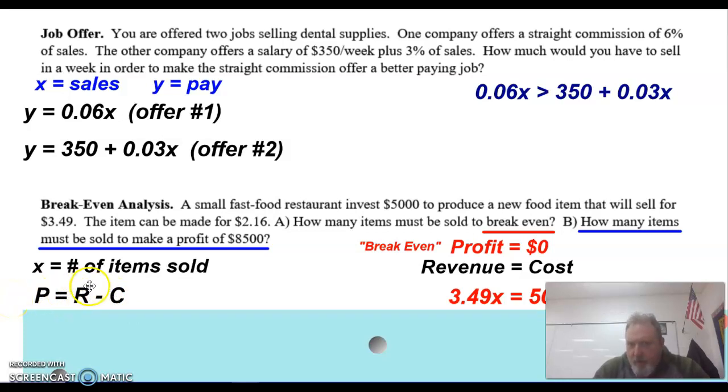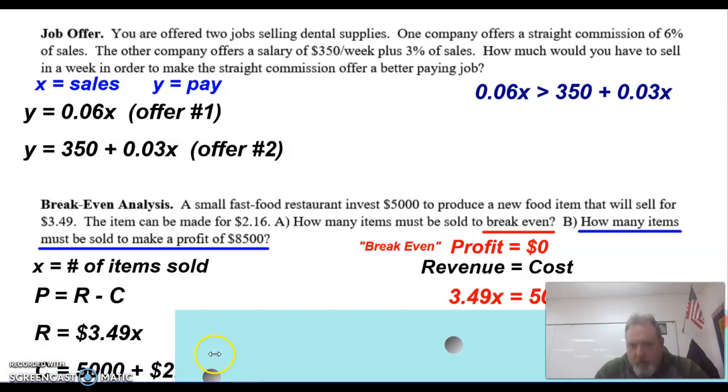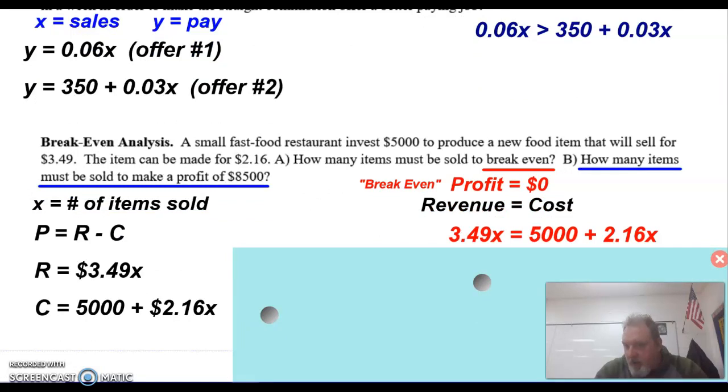So for that first one, for part A, we want to know the break even. So we want to know when revenue equals cost. And so we'll go over here. Our revenue, we're charging $349 for each item. And our cost is $5,000 plus $216 per item. So revenue will equal cost when we break even. So there's my first equation. You just solve that for X. That will tell you how many items you need to sell to hit that break even point.